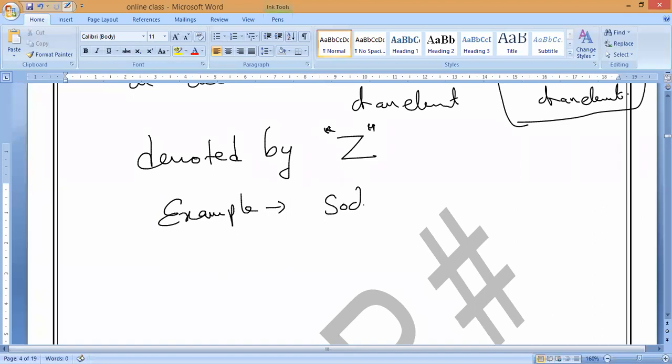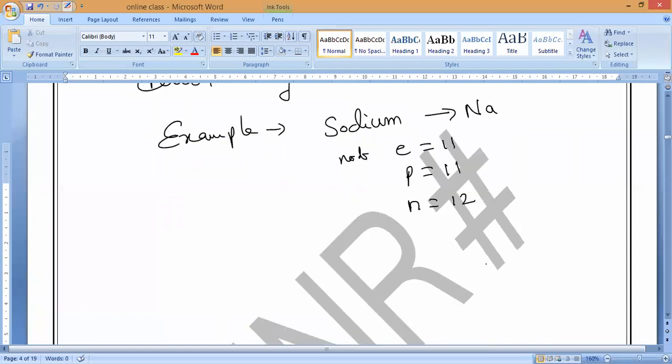What is the symbol of sodium? Na. Correct, guys? Now if we take sodium, how many electrons does it have? The number of electrons is equal to 11. Number of protons is equal to 11. Neutrons is equal to 12. So this is a sodium atom: one atom of the element sodium has 11 electrons, 11 protons, and 12 neutrons.